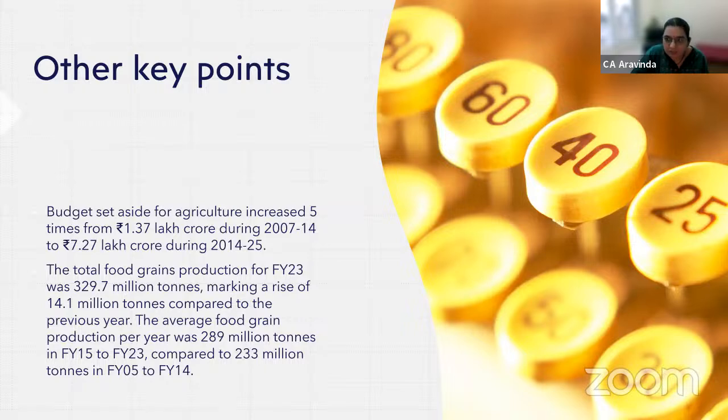Because of the various steps taken by the government, grain production has increased multifold, which can help us export more in the long run and even in the current situation. Because of climate change, agricultural produce is being affected badly by excessive rains, excess heat, and unexpected rains and other things.